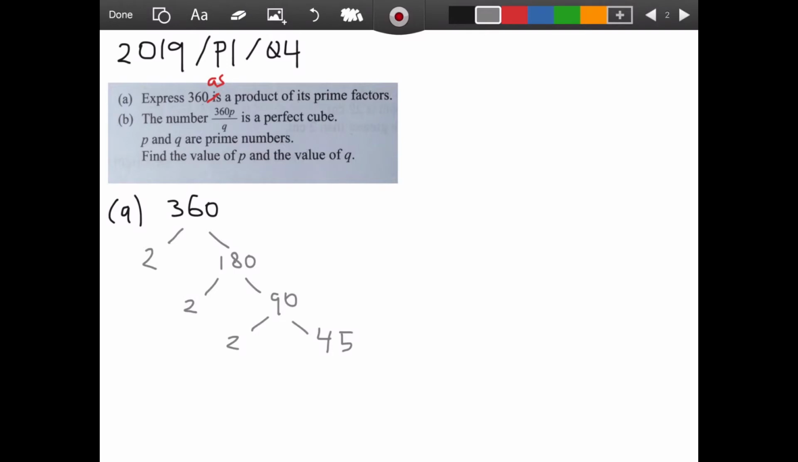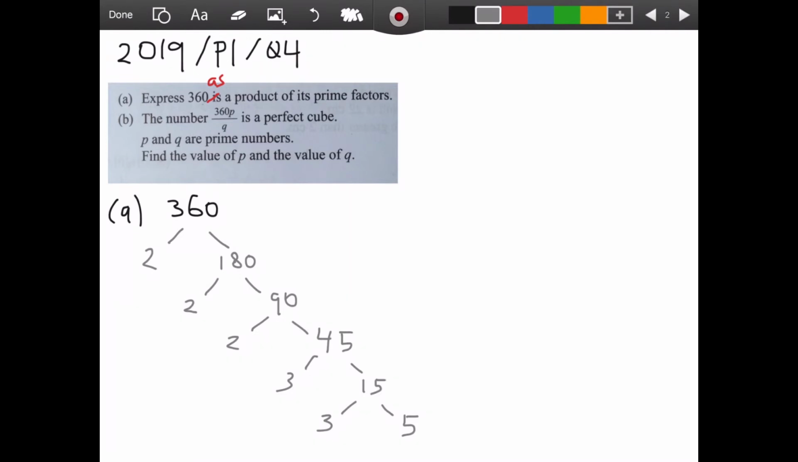How about 45? Is it divisible by 2? No. What is the smallest prime number that is divisible into 45 without a remainder? 3, right? And then now we got 15. And is 15 divisible by 3? Yes, we get 5. Is 5 a prime number? Yes, it is a prime number, right? So that is our last factor over here.